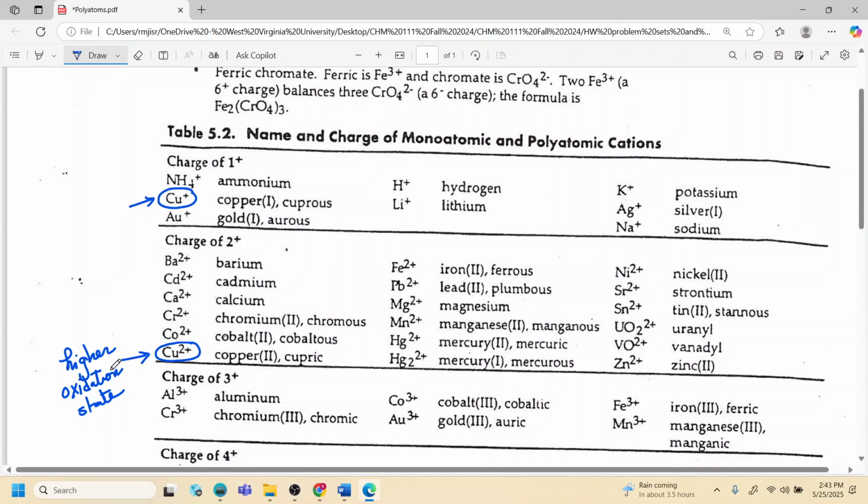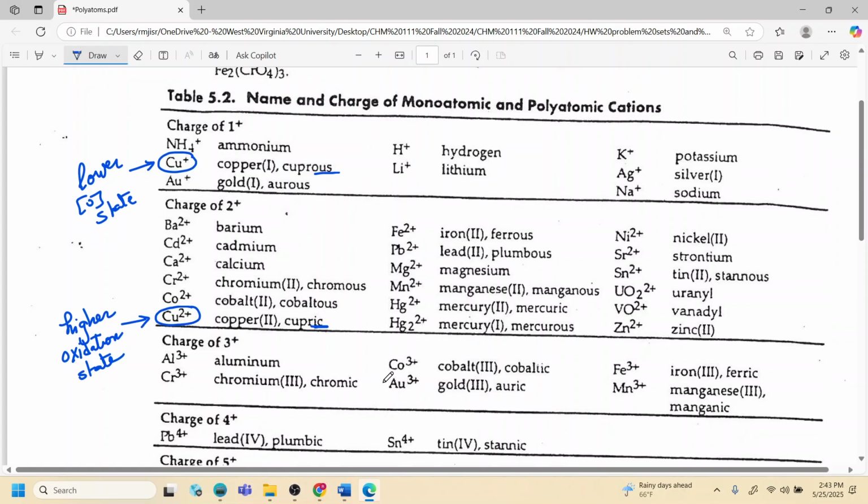So if you're working with a higher oxidation state, the ending is -ic. If you're working with a lower oxidation state, then the ending is -ous. So we call it cuprous. So here, this one's called cuprous versus cupric.